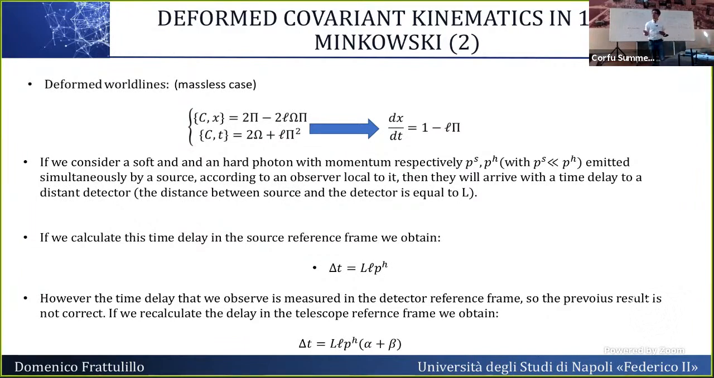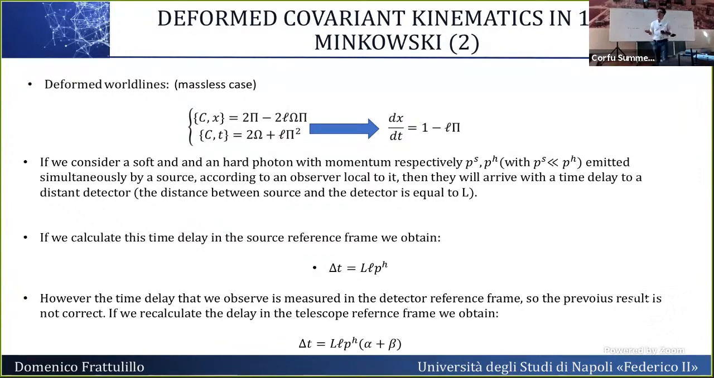Now, if we calculate this time delay in the source reference frame, we obtain the following result that is given by the product of L, that is the distance between the source and the detector, ℓ, that is the deformation scale, and pH, that is the momentum of the hard particle. And in this calculation, we have neglected the correction due to Planck scale deformation to the soft photon because its momentum is much smaller than pH.